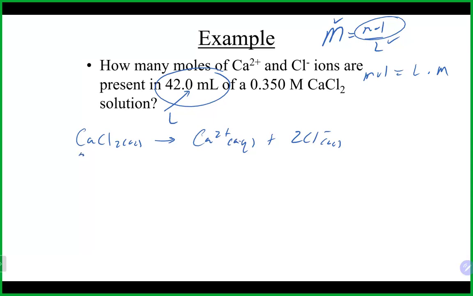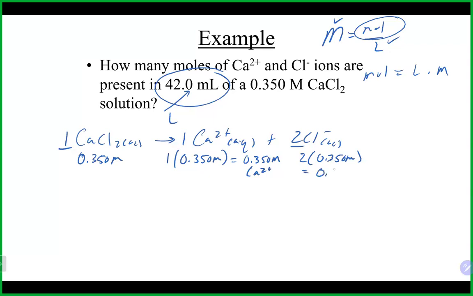We could do the same thing we just did. That is 0.35 molar for the whole thing. It's a 1-to-1 relationship here, which means this would also be 0.35 molar, by basically just multiplying it by 1, for our calcium ions. We could also do the same thing for the other one. It's a 1-to-2 relationship, which means we'll take 2 times the 0.35 molar. And that's going to get us 0.7 molar of our chloride ions.